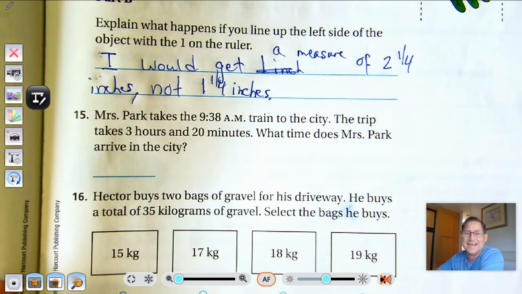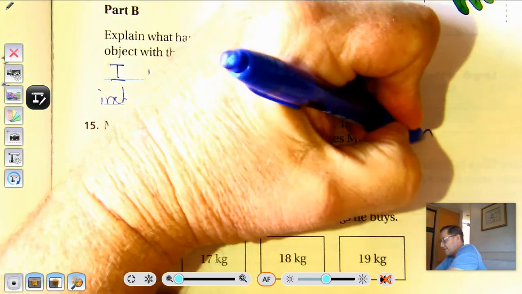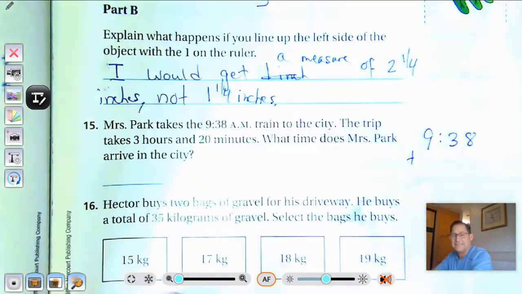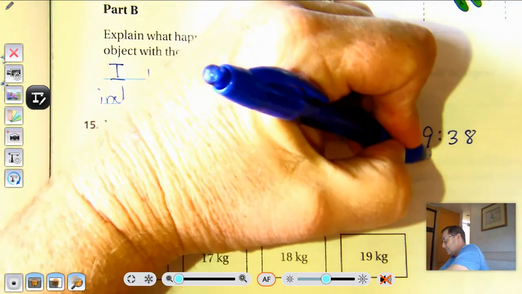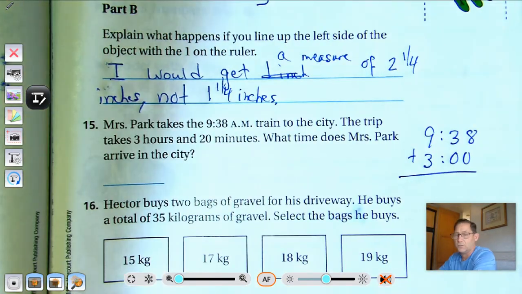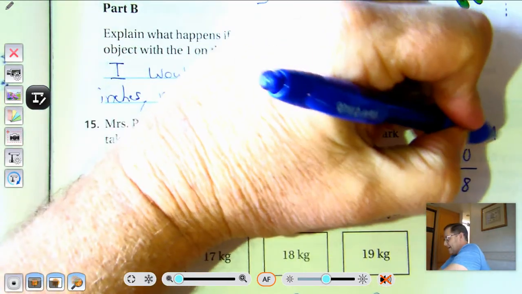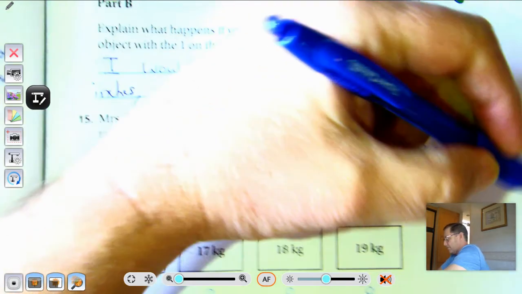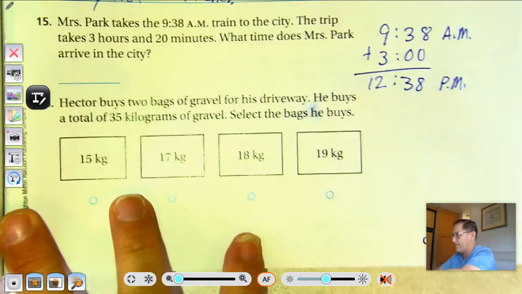Mrs. Park takes the 9:38 a.m. train to the city. Oh my goodness. The trip takes 3 hours and 20 minutes. What time does Mrs. Park arrive in the city? So 9:38. Well, it's easiest to go ahead and add the 3 hours, right? Because it's easy to count by hours. Well, that's what 3 hours would look like. So it's 12. This is a.m. So once we reach 12, we're now at 12:38 p.m. And now we need to add 20 minutes.